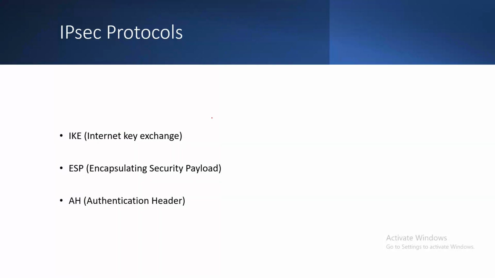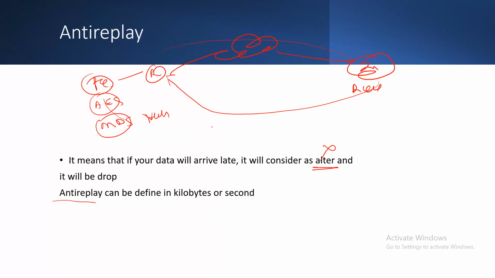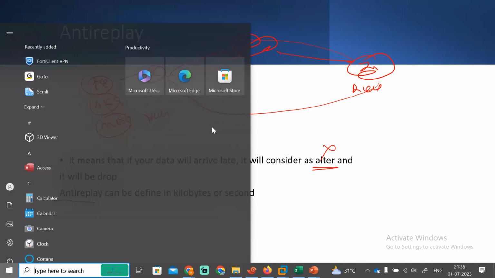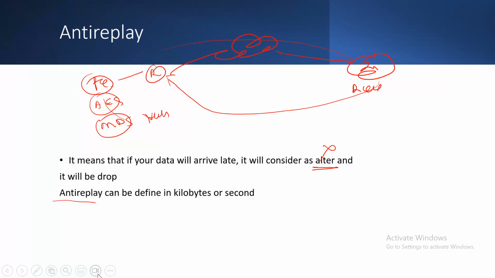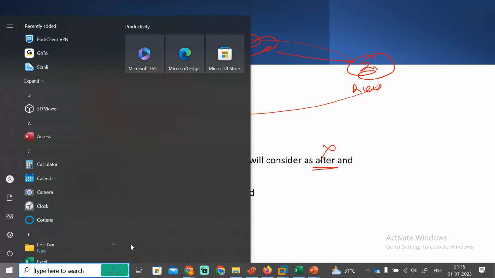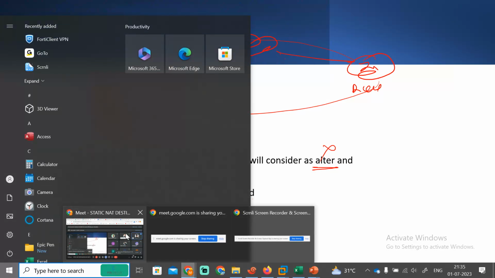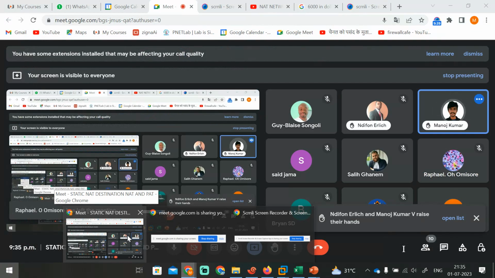IPsec protocol, what are the protocols? Yeah, please come. Who's this? Anyone? Yeah, tell me.